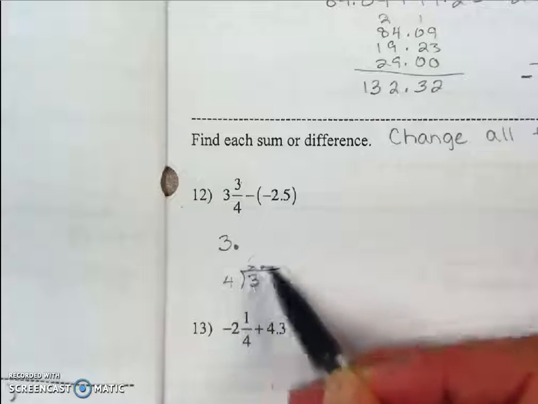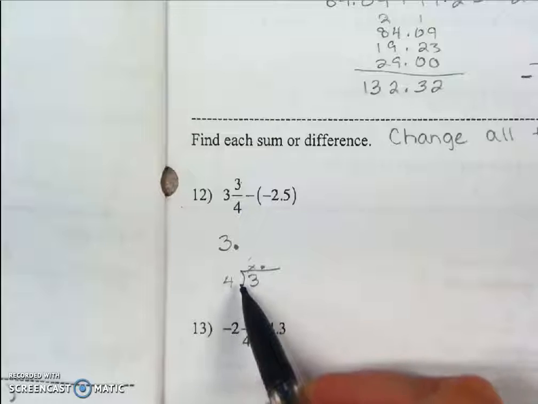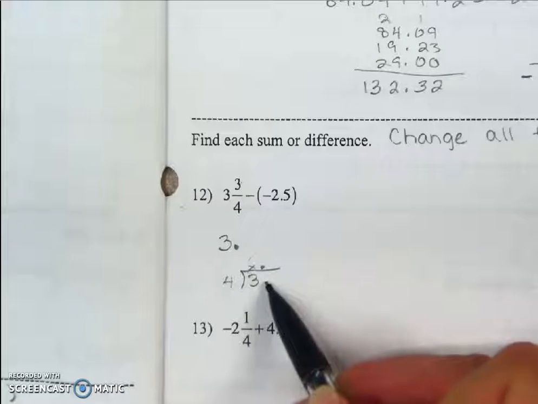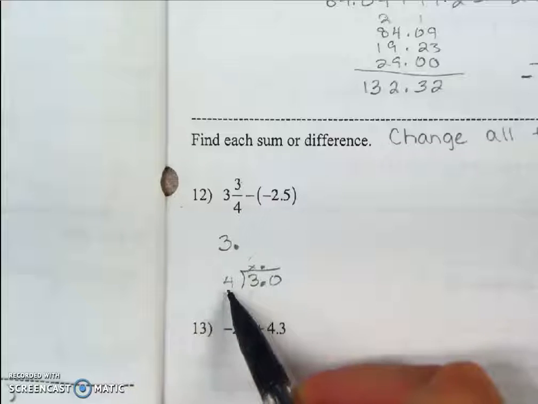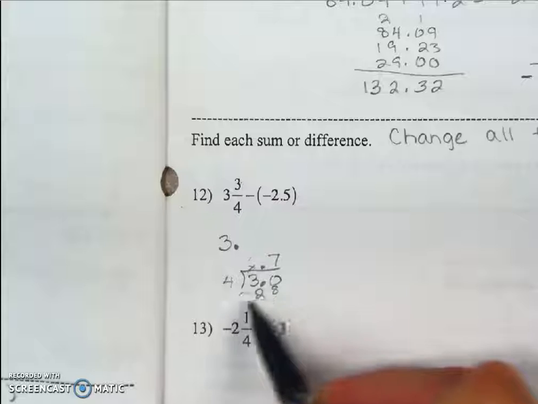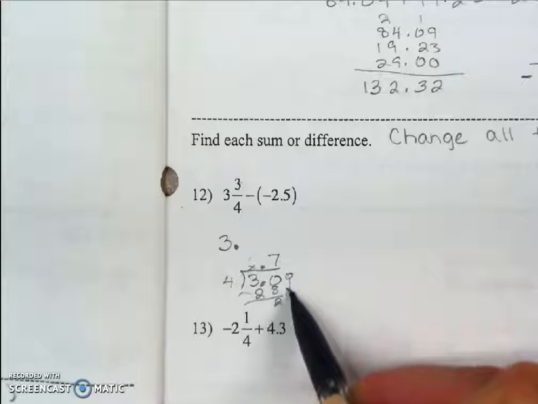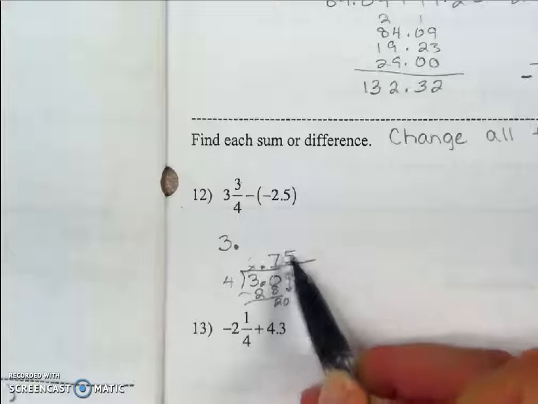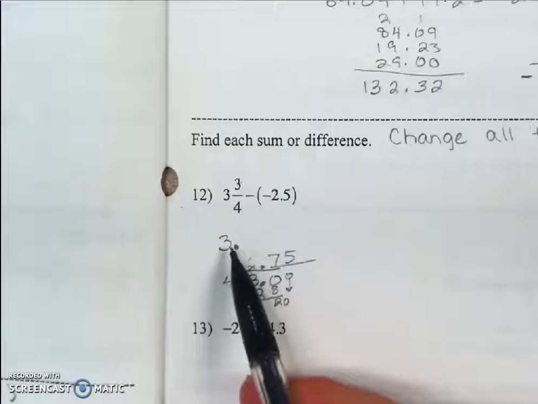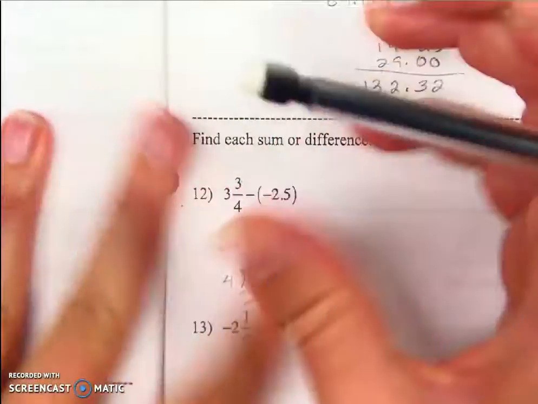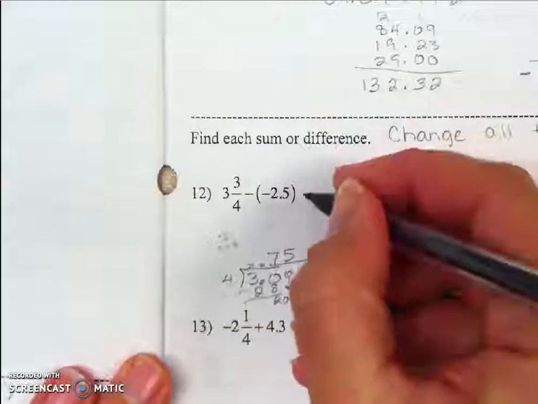We can't take 4 out of 3. Or sorry, we can't take any groups of 4 out of 3. So I put a little X there, decimal, put our little decimal and a 0. How many 4s can I take out of 30? Well, that would be 7. We have 2 left over, bring down a 0. And 4 into 20, we can take out 5 groups of 4. So that part tells me that the decimal part of that is going to be a 0.75.